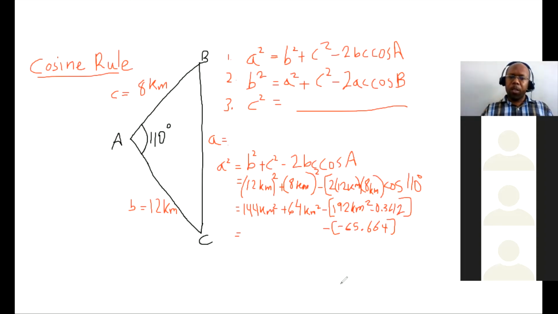All right, so let's add these two together. 144 plus 64. What does that give you? I got 208 kilometers. Anybody got something different?